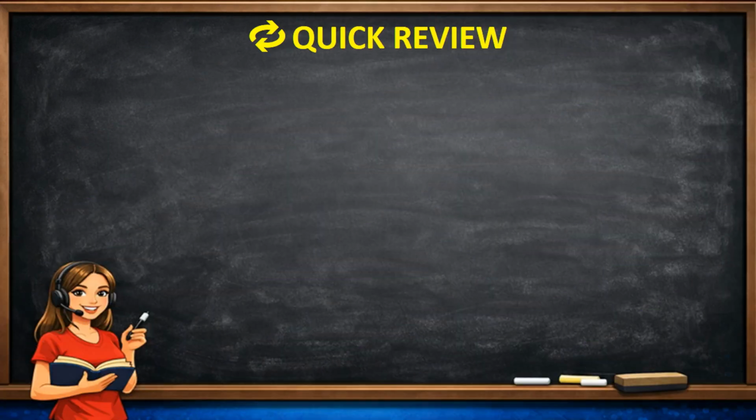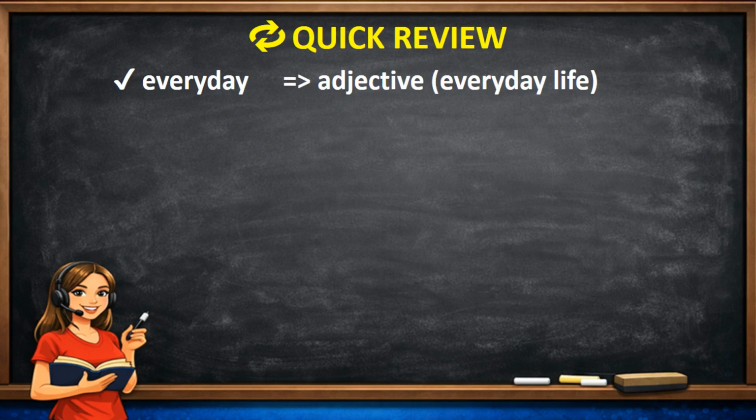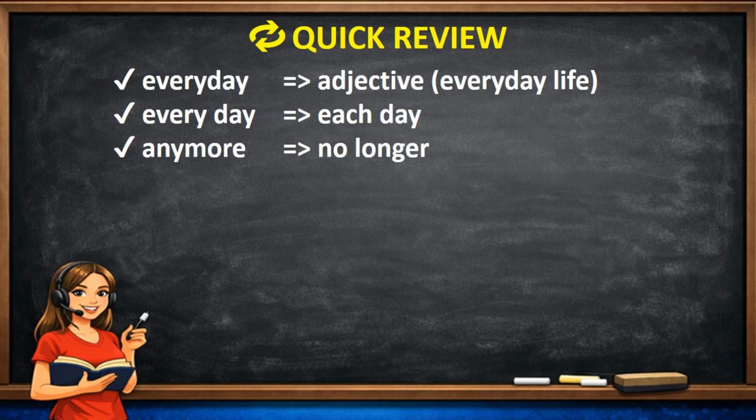Quick review. Let's summarize. 1. Everyday, one word. It functions as an adjective. It's a kind of everyday life. 2. Every day, two words. It means each day. 3. Anymore, one word, meaning no longer. 4. Any more, two words. It means more quantity.